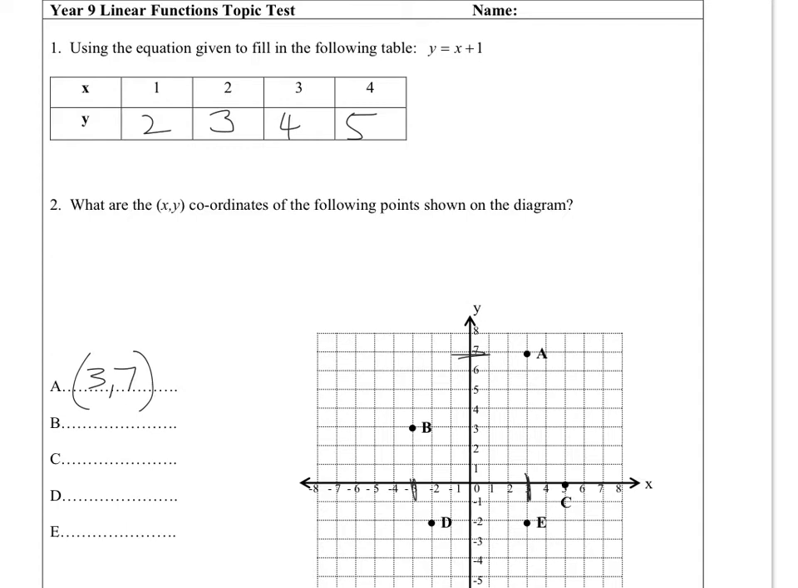B is (-3, 3). C is (5, 0). D is (-2, -2). And E is (3, -2).